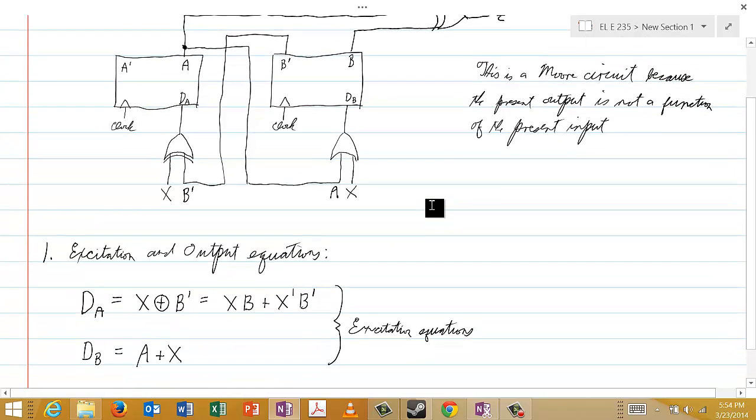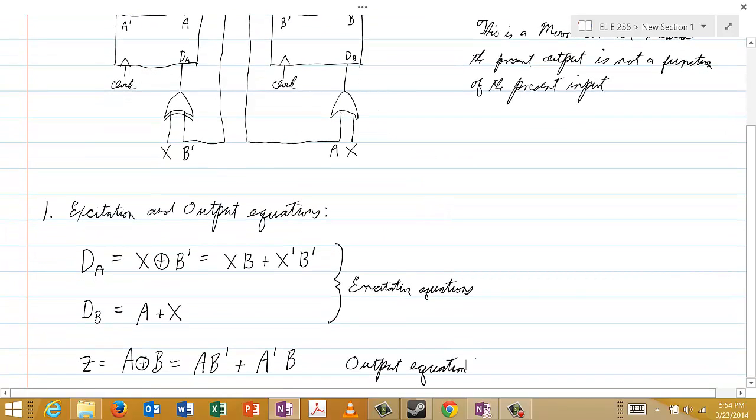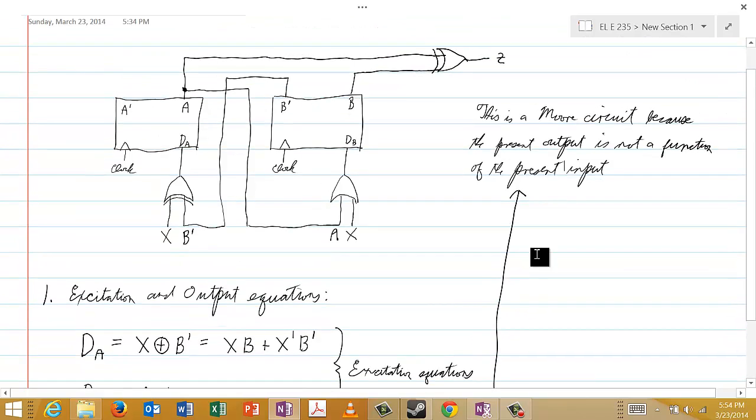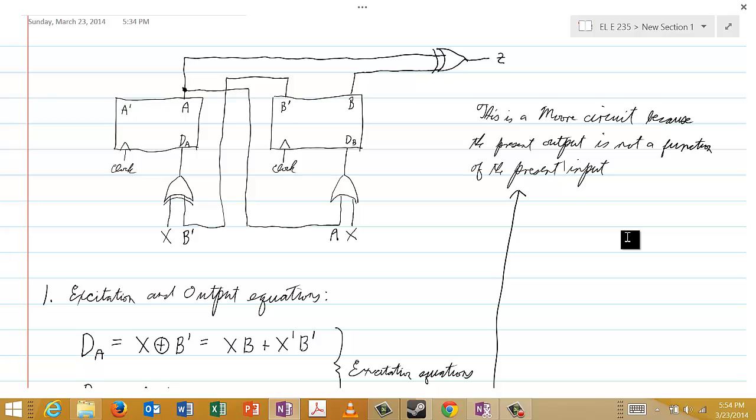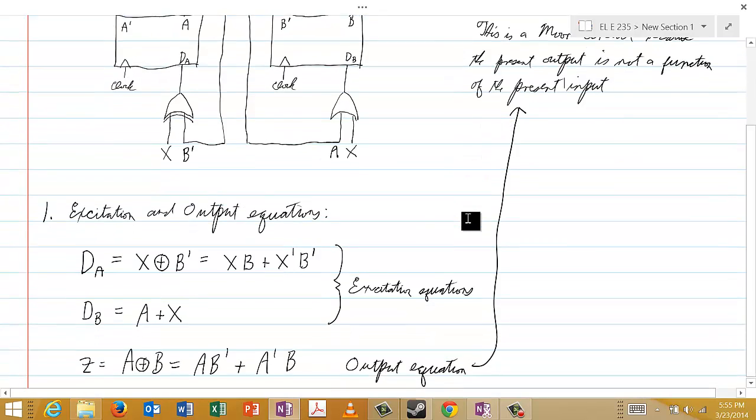And so when that is the case, let me draw an arrow up here. This is called a Moore circuit because the present output is not a function of the present input. Now, after we get through with this circuit, which will probably occupy us for this entire lecture, in the next lecture we'll look at what's called a Mealy circuit, and in the Mealy circuit the present output does depend on the present input. But in this case, the Moore circuit, it does not.